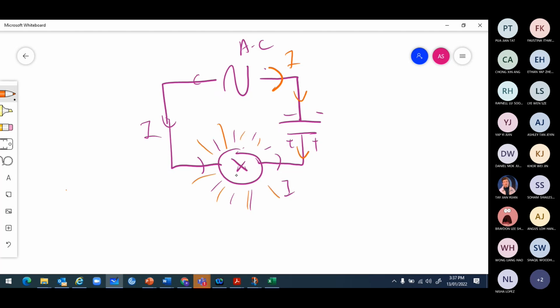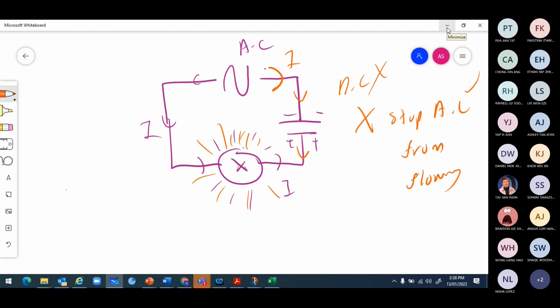Because current is continuously flowing. Current flowing to the left or right, the direction of the current is changing, but the current is continuously flowing. Therefore, the light bulb will light up. So the conclusion is the capacitor is unable to stop AC from flowing. So a capacitor blocks DC, but a capacitor allows AC.